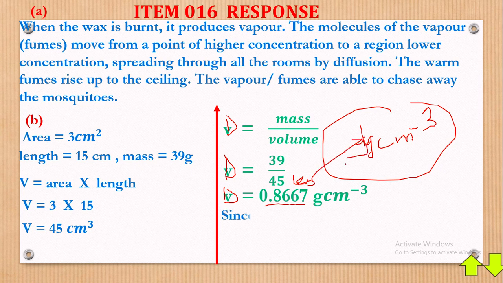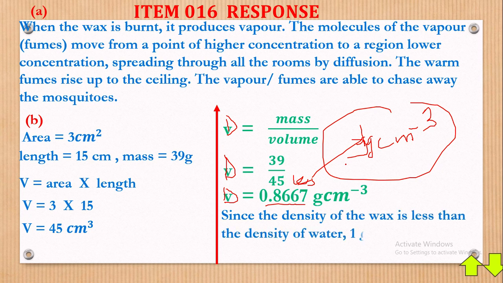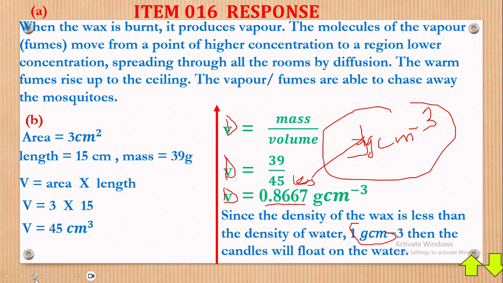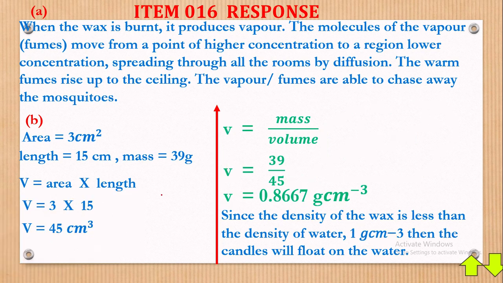So let's conclude and say, since the density of the wax was less than that of water, reminding you the one of water was 1 gram per centimeter cubed, then the candle will float on water. As simple as that. That explains why the candle will float. An object with a density greater than that of water will automatically sink. Like yourself, once you fall in water, you automatically sink because your density is by far greater than that of water.